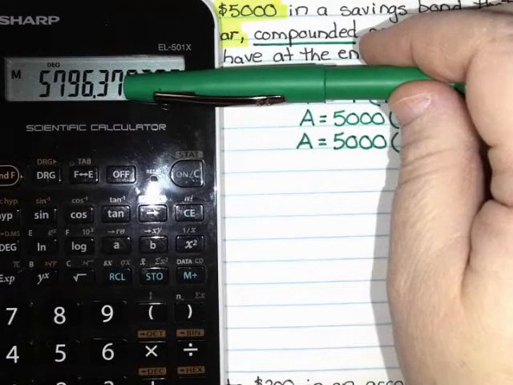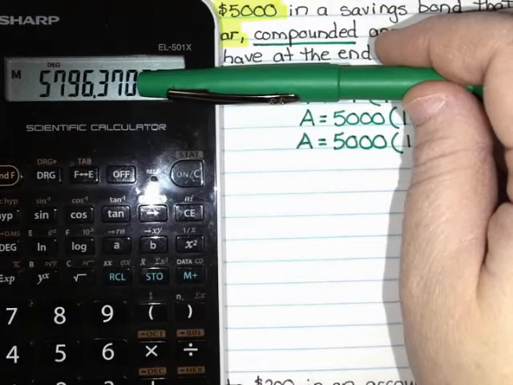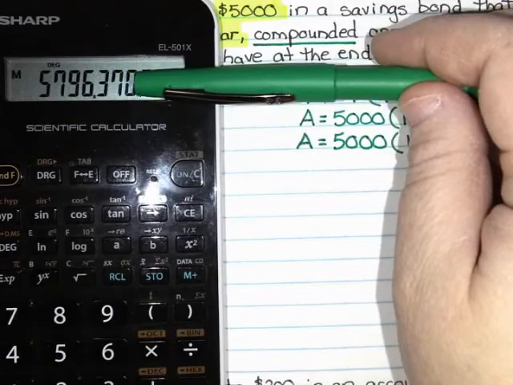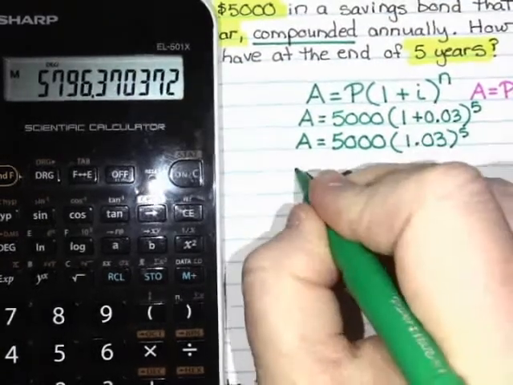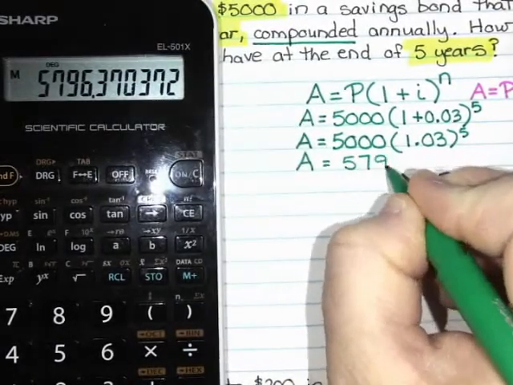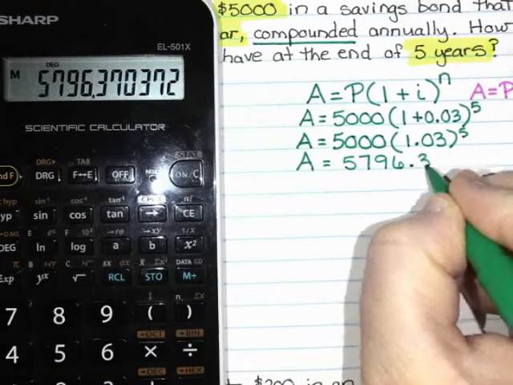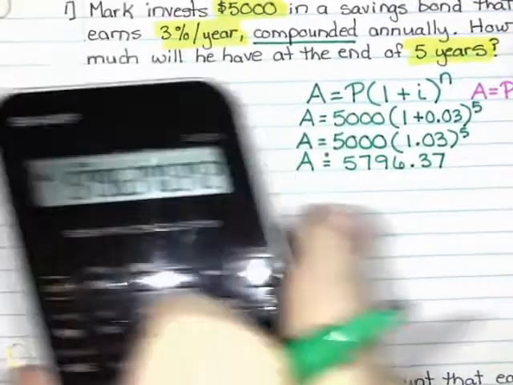But I am going to take a quick peek at the next number. So if this number is a 5, 6, 7, 8, or 9, I would round that up to 38 cents. But since it's a 0, I'm going to leave it at 37 cents. So this is going to be $5,796.37. And since I rounded it, I'm going to put a little dot over top of my equal sign.